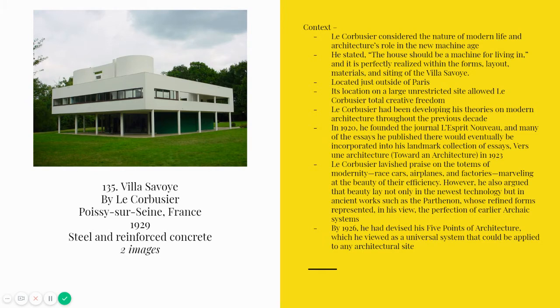So back to Corbusier, he stated the house should be a machine for living in, and it is perfectly realized within the forms, the layouts, the materials, and sitting in the Villa Savoye. What he felt was that it's not that it shouldn't be a personal experience, but it should really emulate this modern society, this modern movement, which was really about industry and the machine age and that futurist perspective. And he felt that your home should work for you, right?